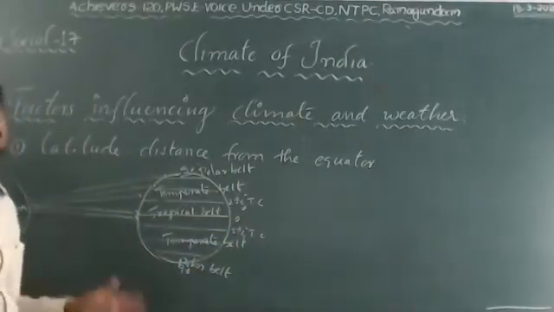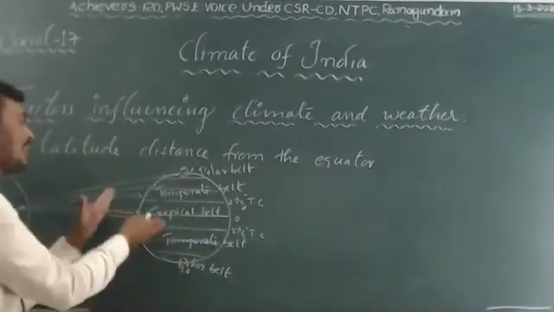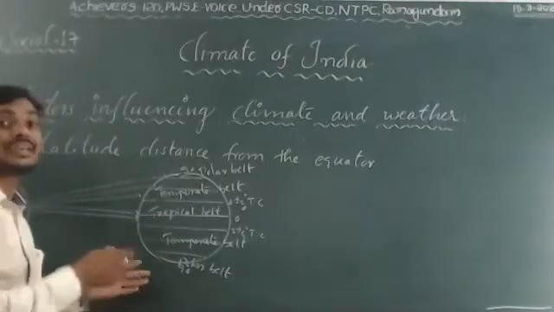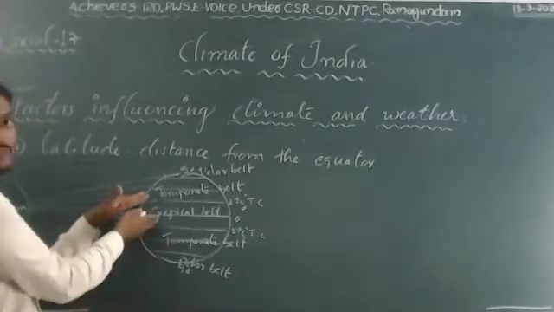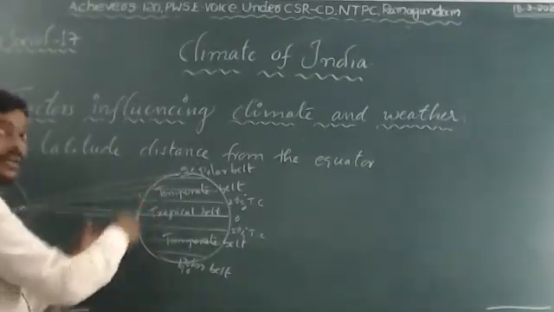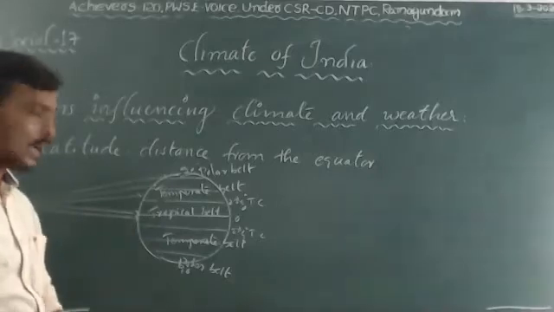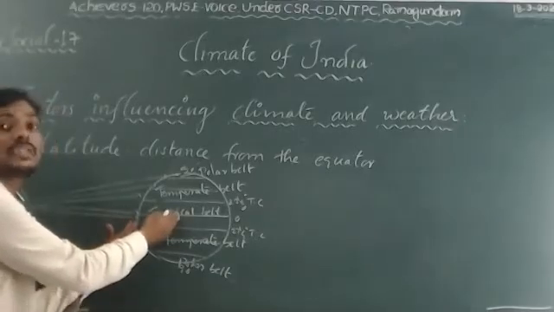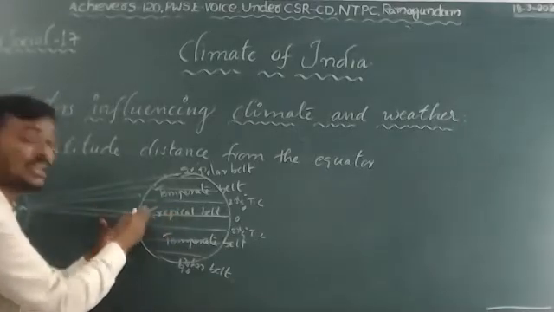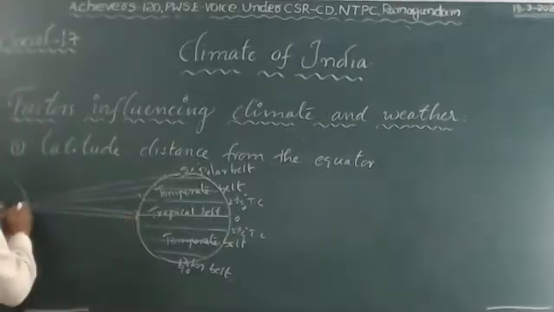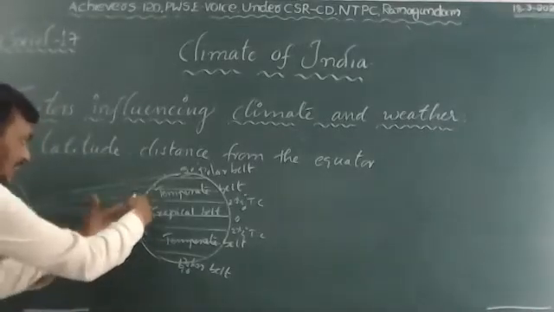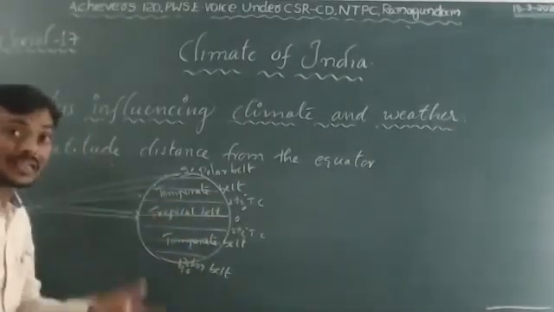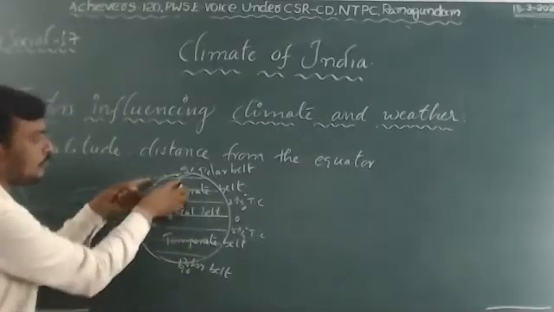When we look at the temperature of these 3 belts, which belt records the highest temperature? The tropical belt only, because there the monthly average temperature is more and the intensity of temperature is higher. This part receives the highest amount of solar radiation from the sun, because here the Earth is bulged. That is why this entire zone is hotter than the temperate and polar belts.